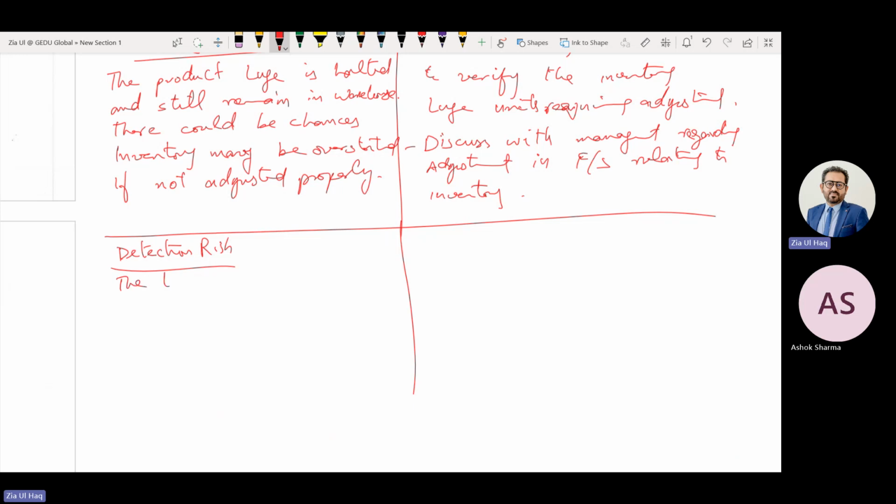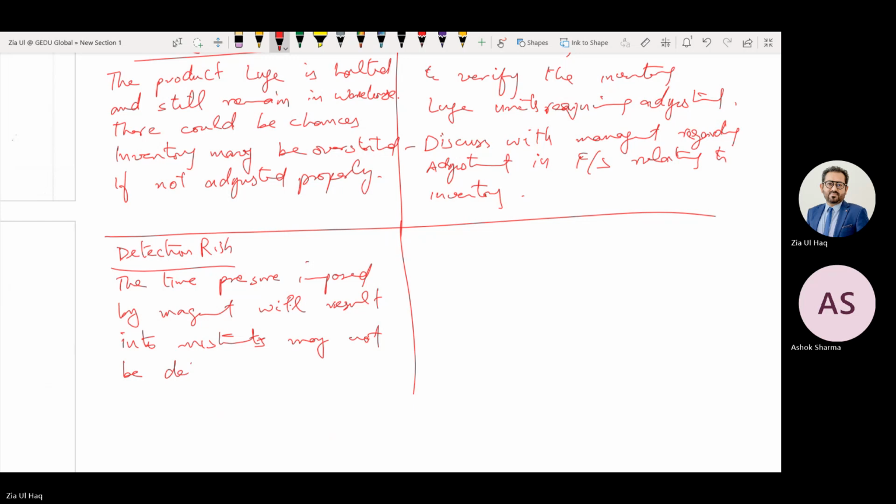The time pressure imposed by management will result in misstatements that may not be detected by the auditors. This is detection risk.